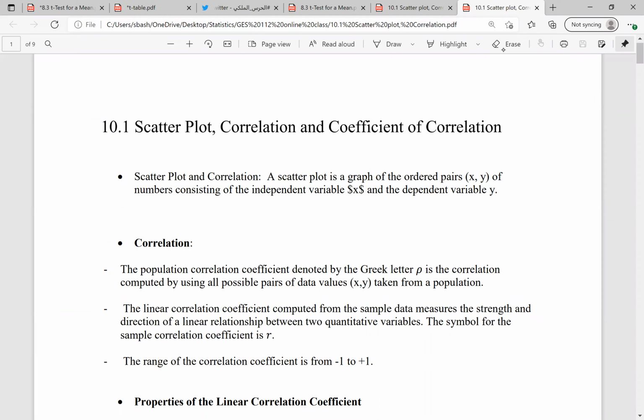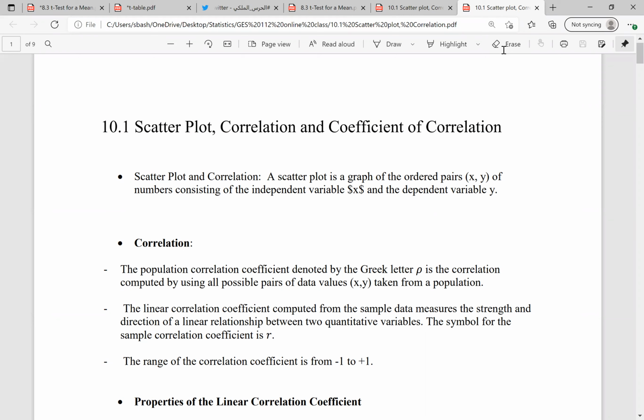Bismillahirrahmanirrahim. Today we are going to speak about the scatter plot and correlations and coefficients of correlation. Scatter plot and correlation. The scatter plot is a graph of the ordered pairs x and y.